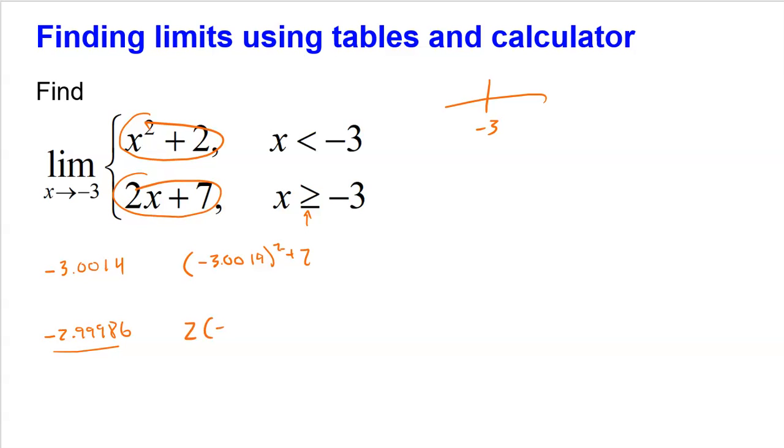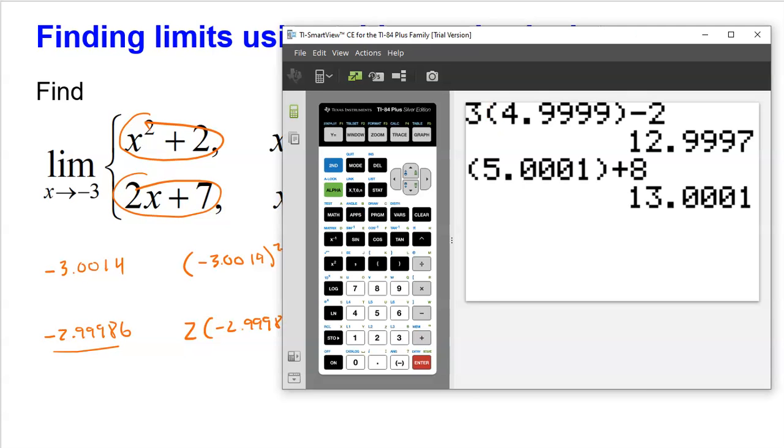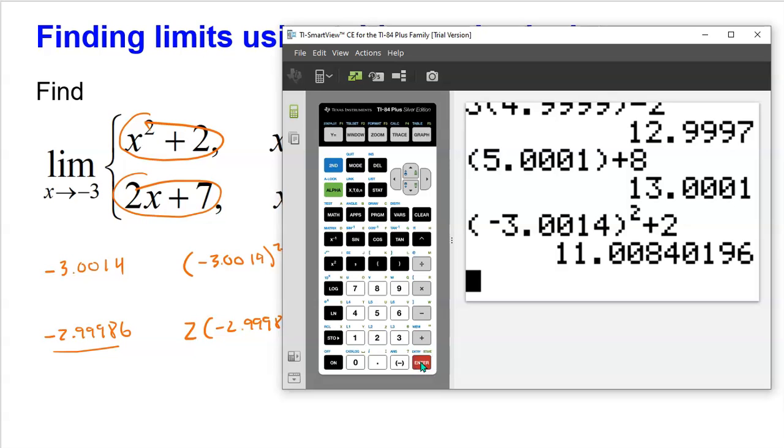So that'd be 2 times negative 2.99986 plus 7. So I'm going to go to my calculator here and do this math. On that first one, I have negative 3.0014. Sorry, I had two zeros. Make sure you square that and then add 2. So on that side, I was dang near 11. I mean, really, really close to 11. And let's check the other side.